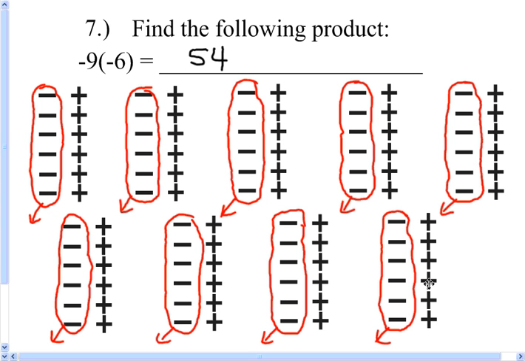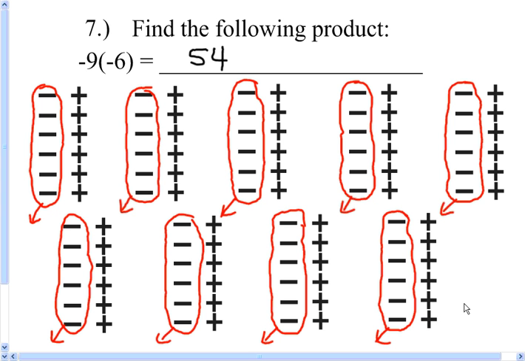-9 times -6 is +54 because what we're doing is taking away 9 groups of -6. And what's left over when we do that is +54.